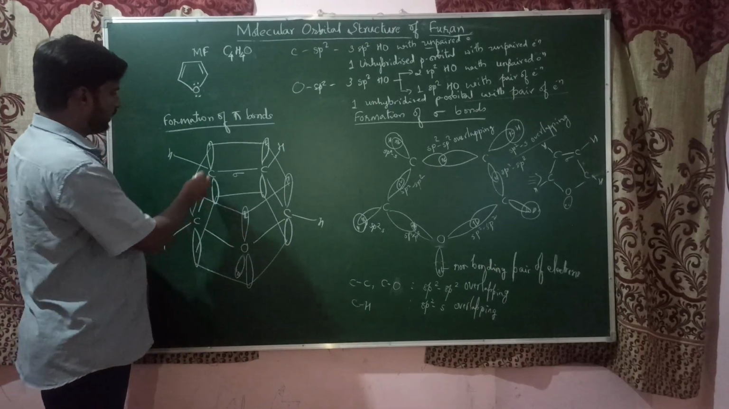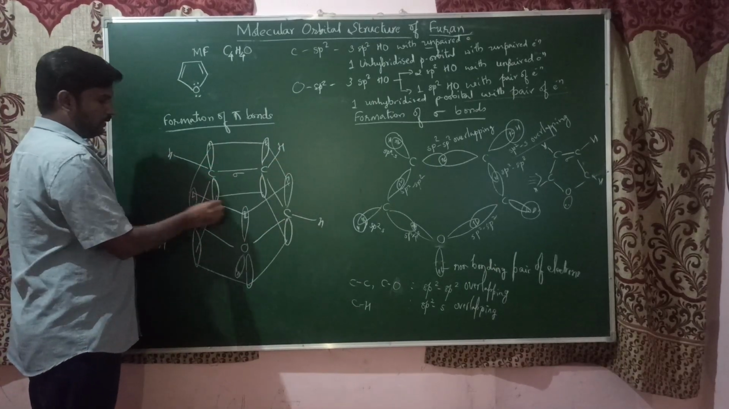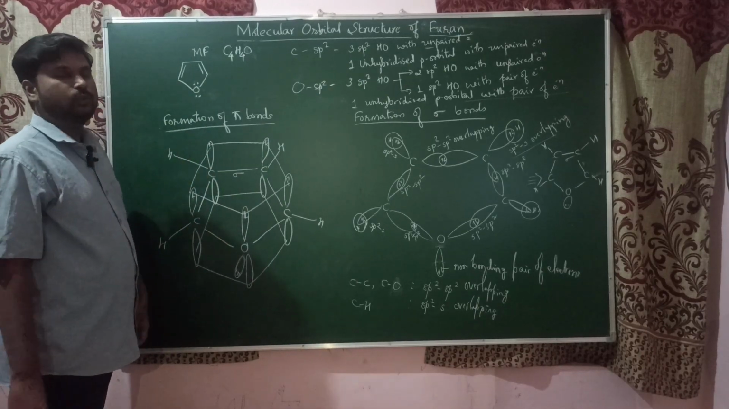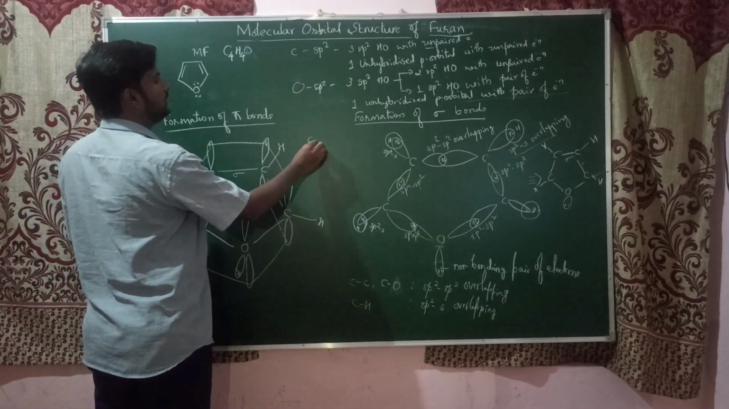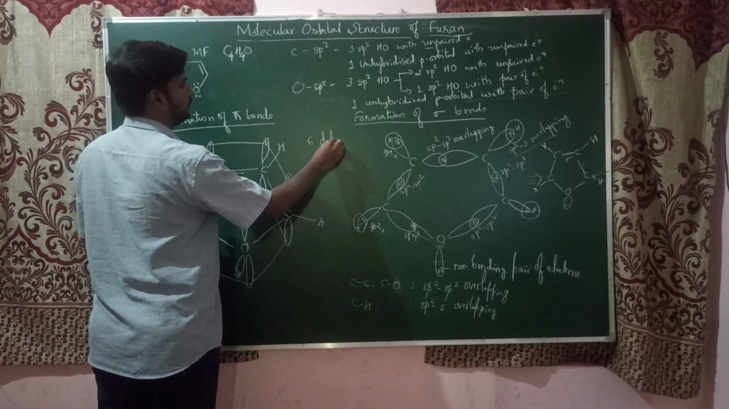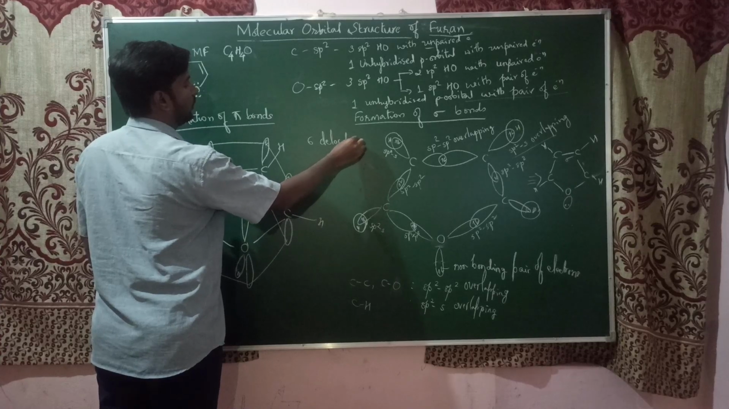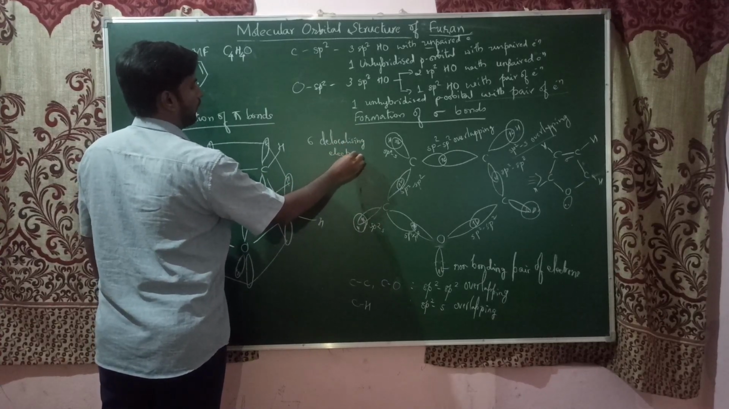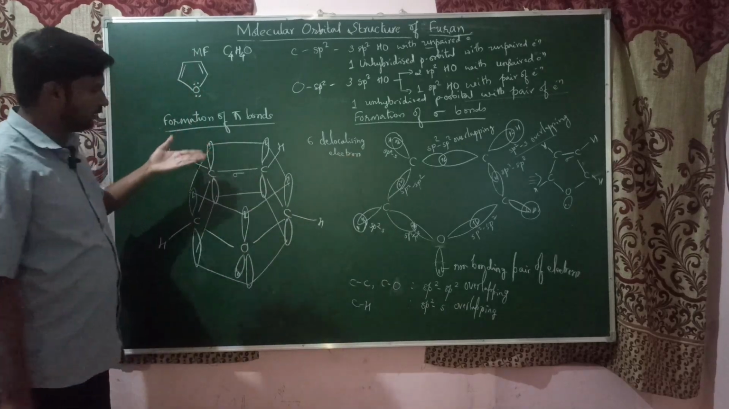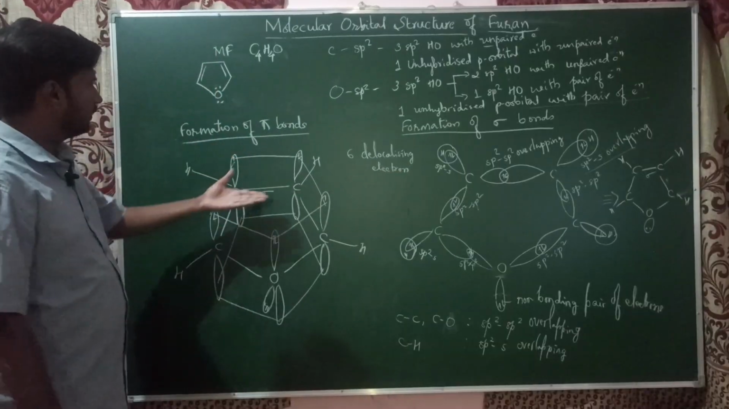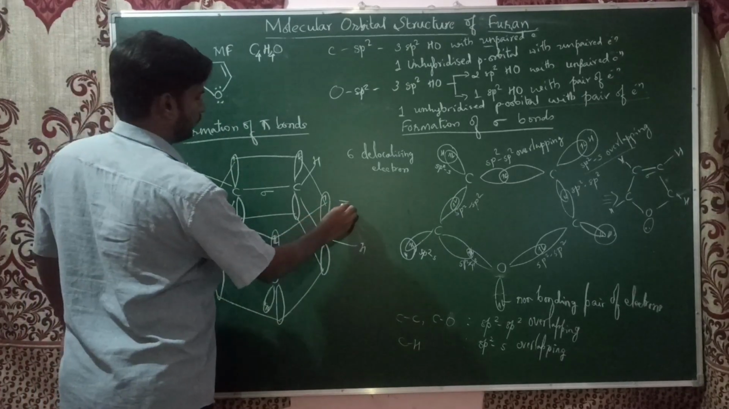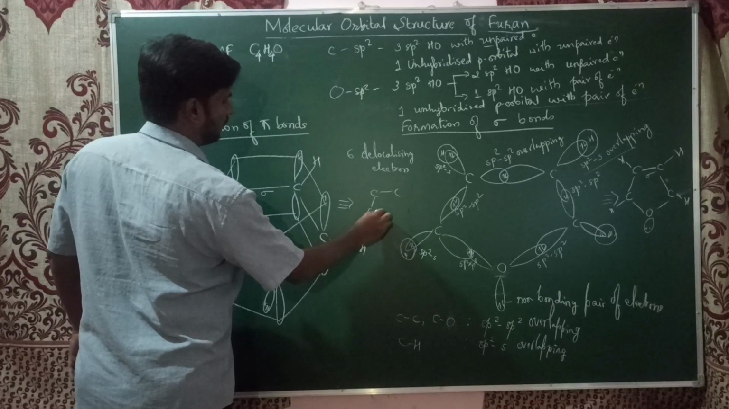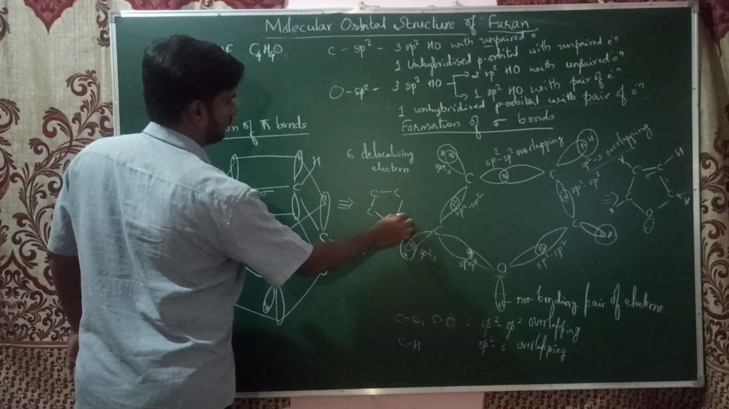So here you can see 1, 1, 1, 1, 2. Each carbon gives one electron and oxygen gives two electrons. So in total there are 6 delocalized electrons. Here you can see this is the molecular orbital structure, and this is equivalent to here. You can see now carbon, oxygen.